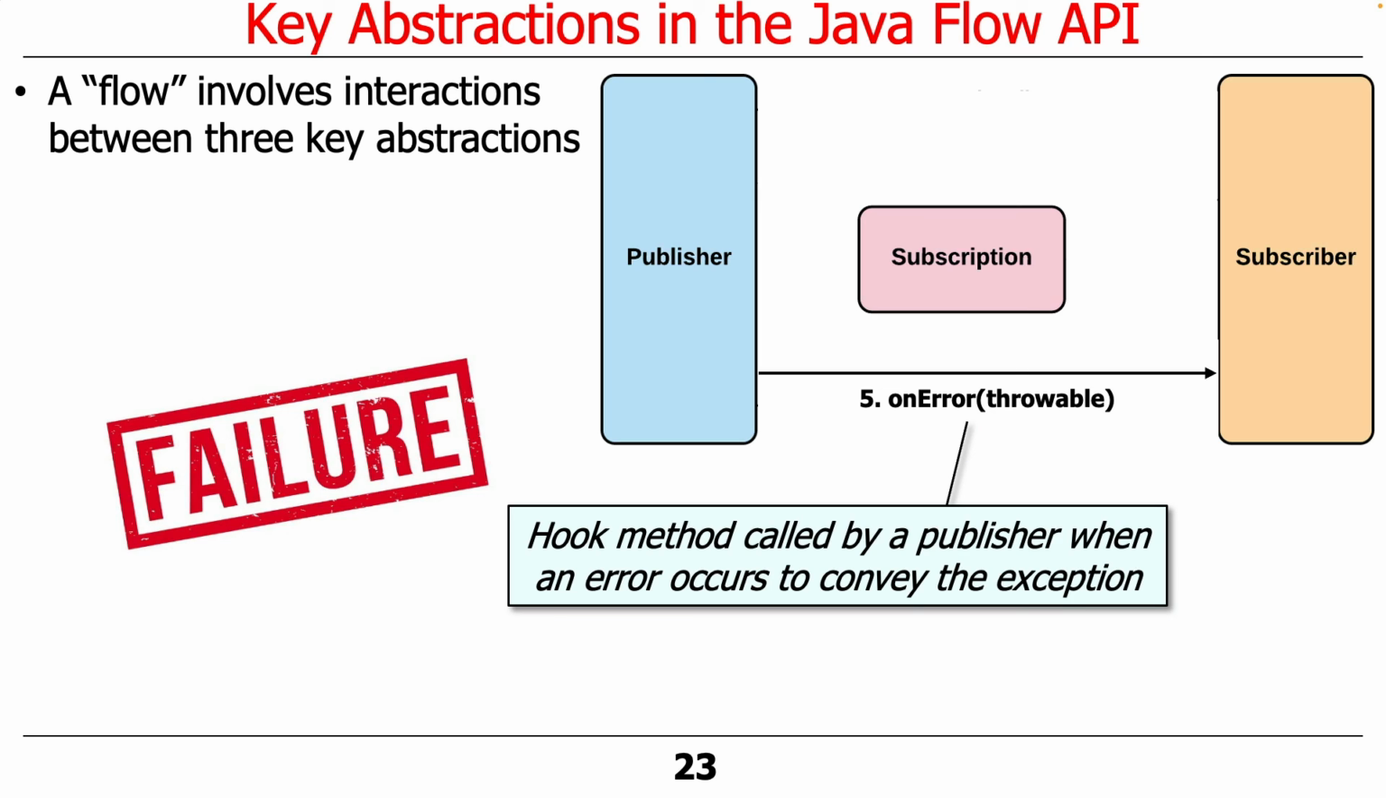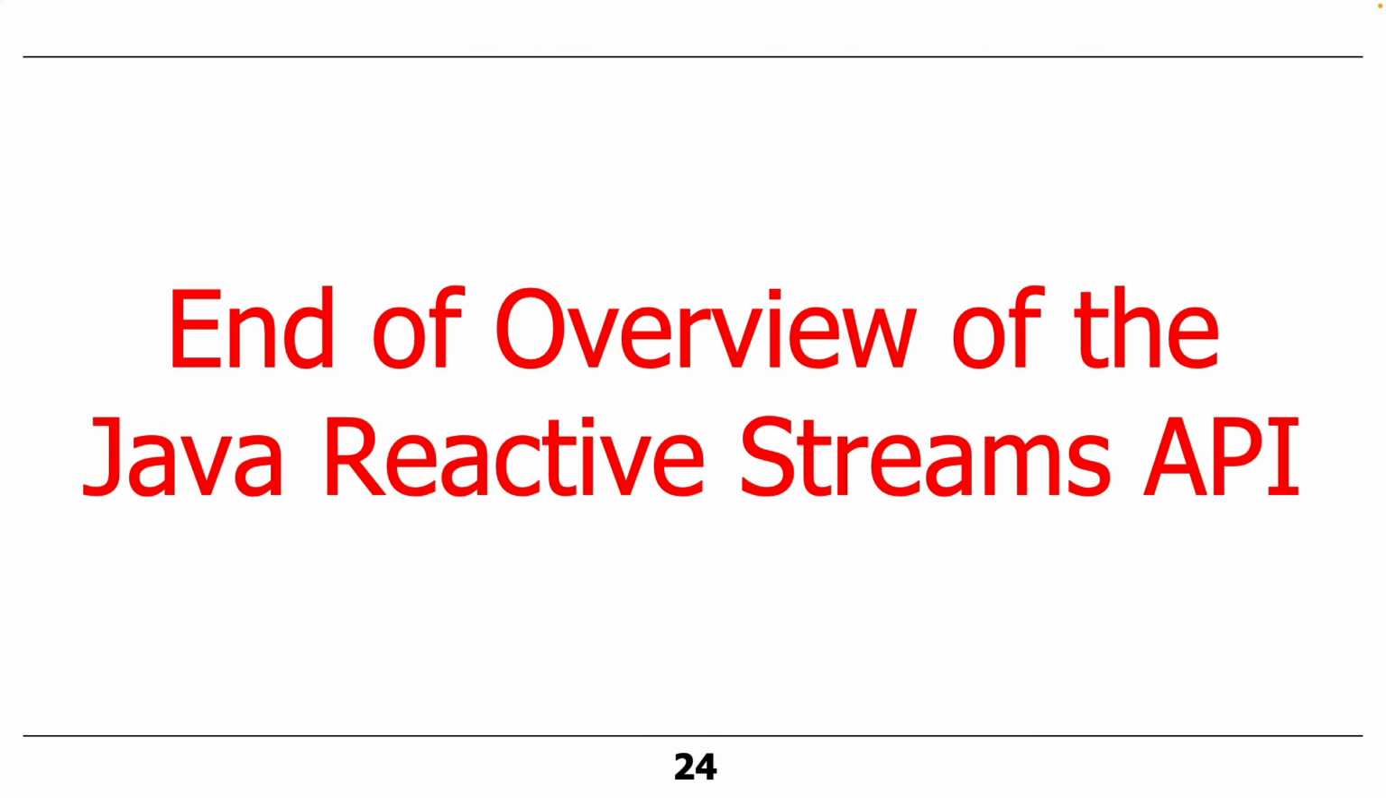So those are the 3 ways you can communicate: onNext, onComplete, and onError. That's the end of the quick overview of the Java Reactive Streams API. There's a lot more to this, but these are the basic building blocks that you have to understand in order to make sense of the paradigm.